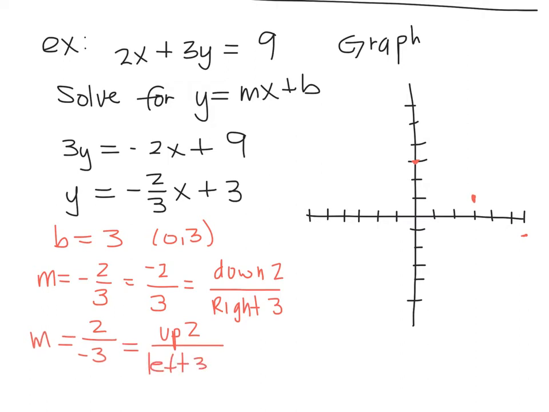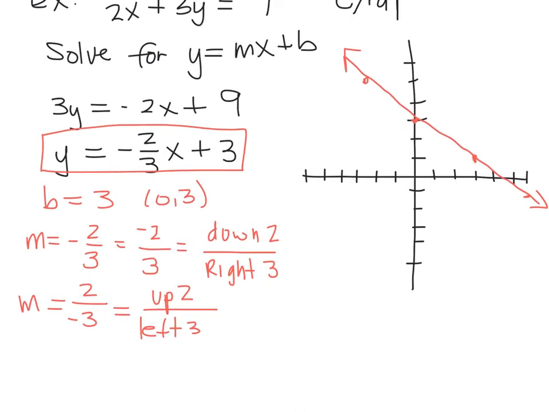So going back to our y-intercept and following those directions, we go up 2 and to the left 3, and that gives us the point (-3, 5). And that is probably enough points, but we could use those same directions, up 2, left 3, to get another point. All right, so our points all fall on the same line. We can connect those, and that gives us a graph of that linear function, y equals negative 2/3 x plus 3.